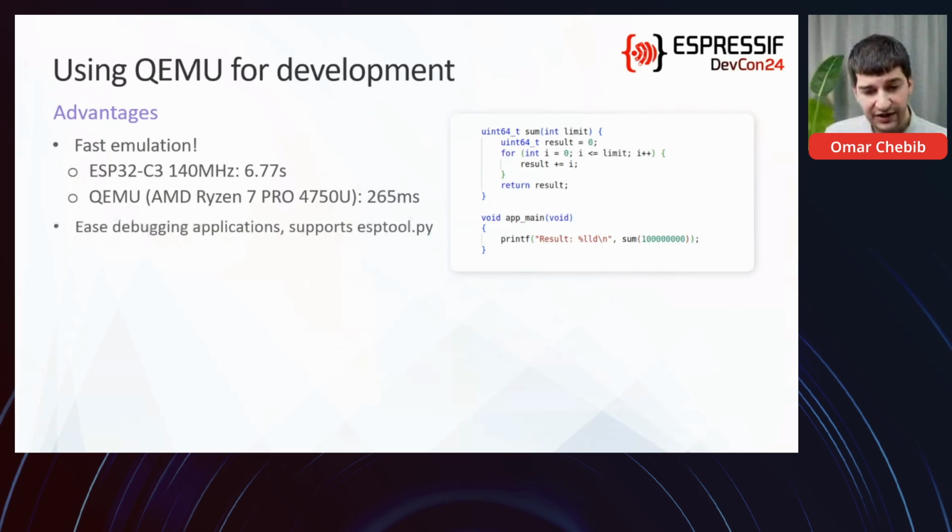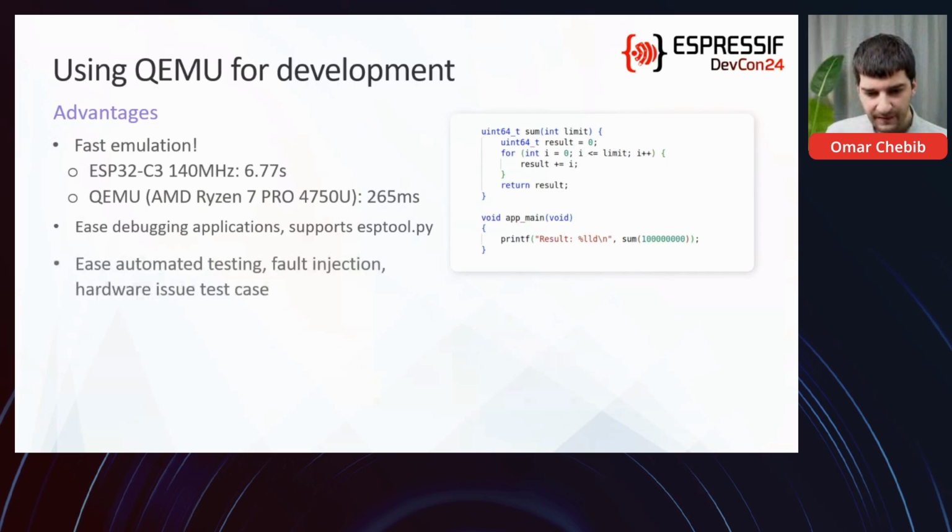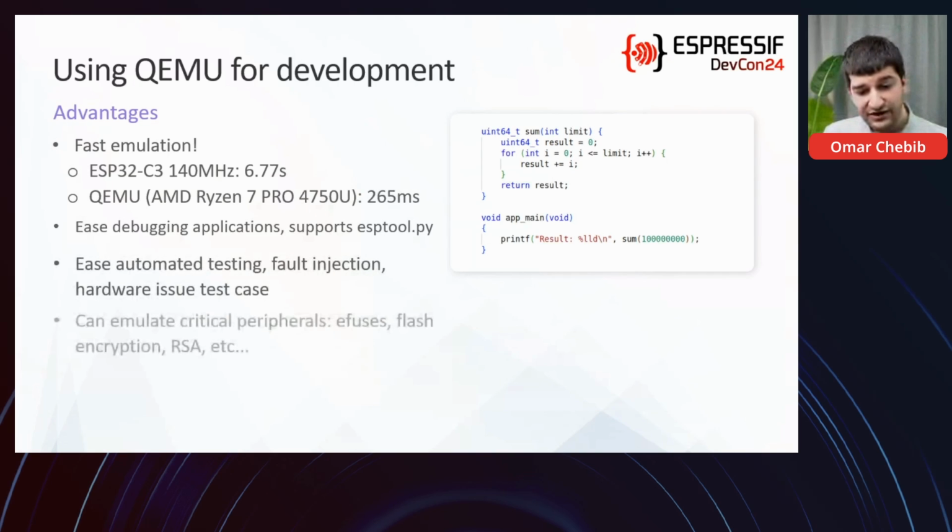Using QEMU will also help you debugging applications. It even supports ESP-tool.py, which means that you will be able to flash the emulated NOR flash directly with ESP-tool. Of course, it will ease automatic testing and even fault injection, which is much harder to do on real hardware. And it can even emulate critical peripherals like eFuses, flash encryption, RSA. And this is very useful for eFuses because on the real hardware, if you burn some eFuses, then you cannot unburn them. But you can do this with QEMU. That's not an issue.